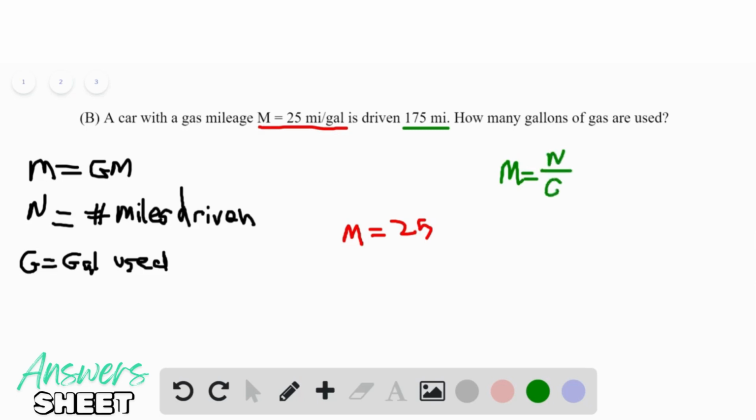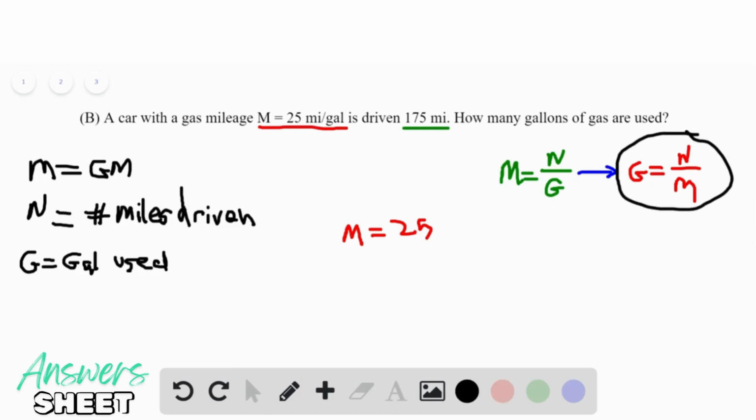So we know that in this problem we need to solve for G. So what we're going to do is swap the M and the G variables so we have a new equation. So our equation will now look like this. And I'll do it in red. Our equation will now equal G equals N divided by M. This is our new equation. And we change the equation because now we're finding gallons of gas used. So that's our G.